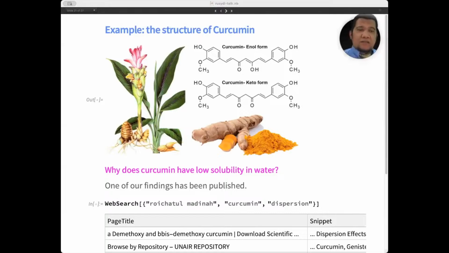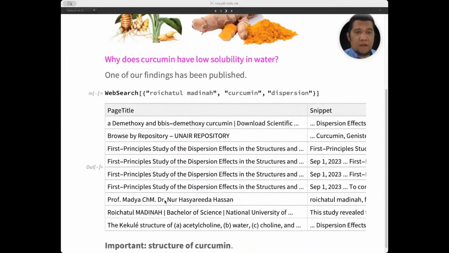Here is our current study, the structure of curcumin. We have been studying how to increase curcumin solubility in water. One of my students, Caca Royhatul Madinah, took this subject for her master research and got some findings. She published the findings already, as shown here, in a web search. The study is far from complete, but one thing for sure, we always need the precise structure of curcumin.